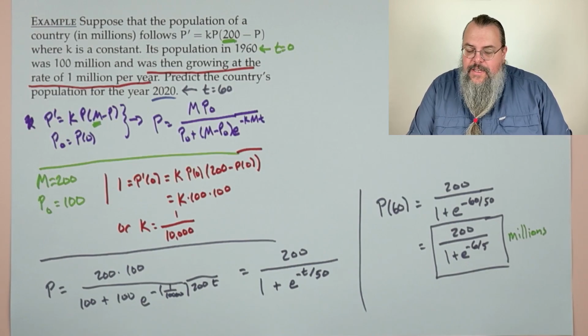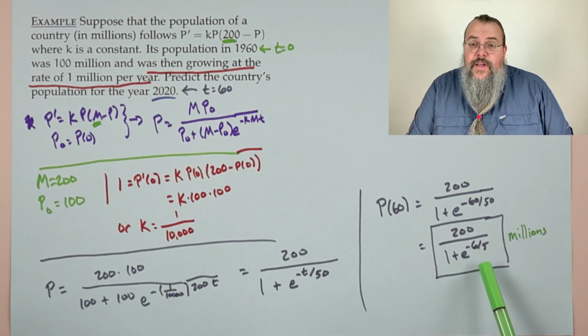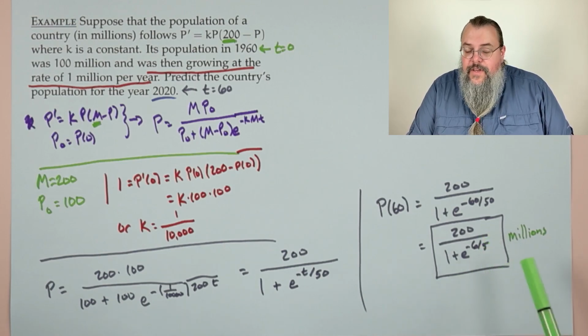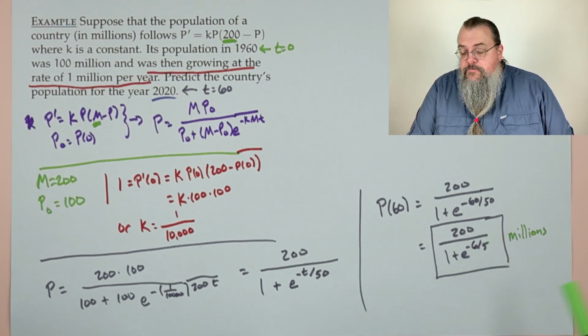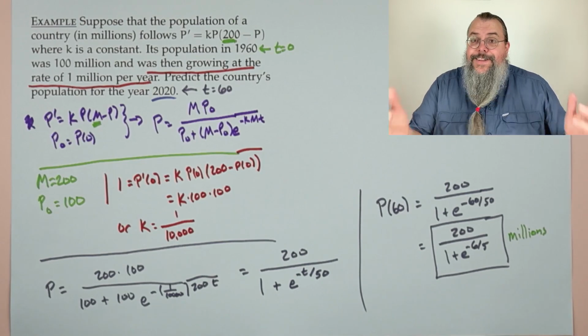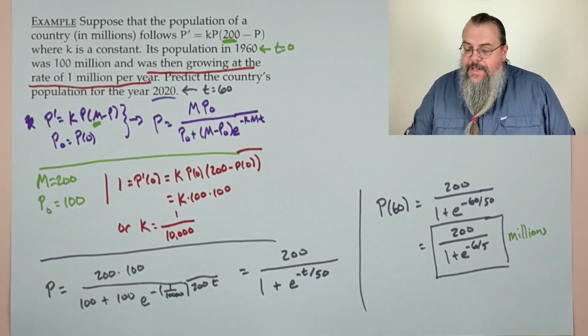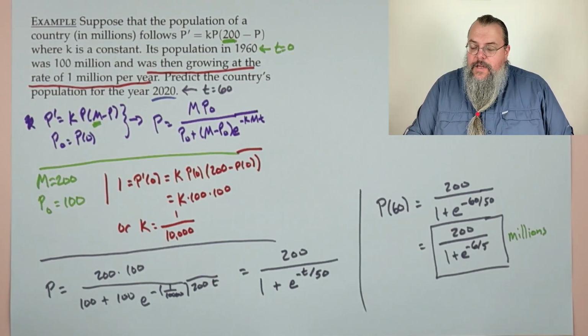Notice that e to the minus 6 over 5, that's less than 2, and so it's going to be more than 100, so that's good. And well, there we go, right? That's the kind of question that we can answer. Okay, well, that was good practice.